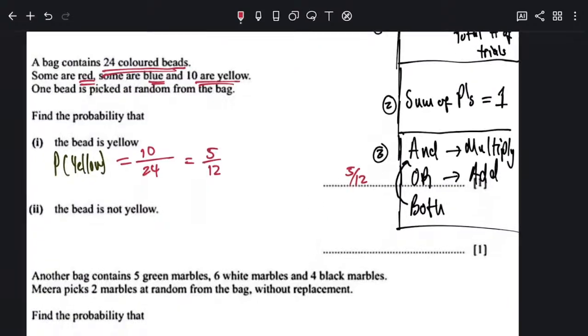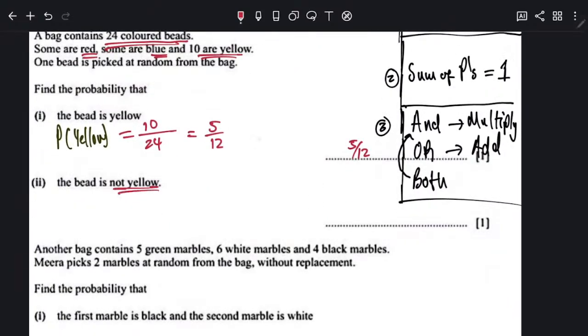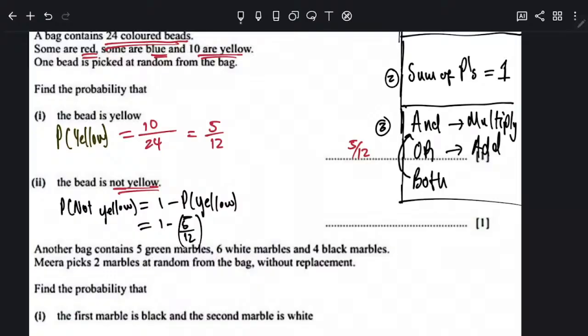Then we find the probability that it is not yellow. So the probability of not yellow is going to be equal to 1 minus the probability of yellow, which is 1 minus, what is the probability of yellow? 5 over 12. Can somebody punch and tell me what you get? You must get 7 over 12. Well done. 7 over 12 will be the solution.